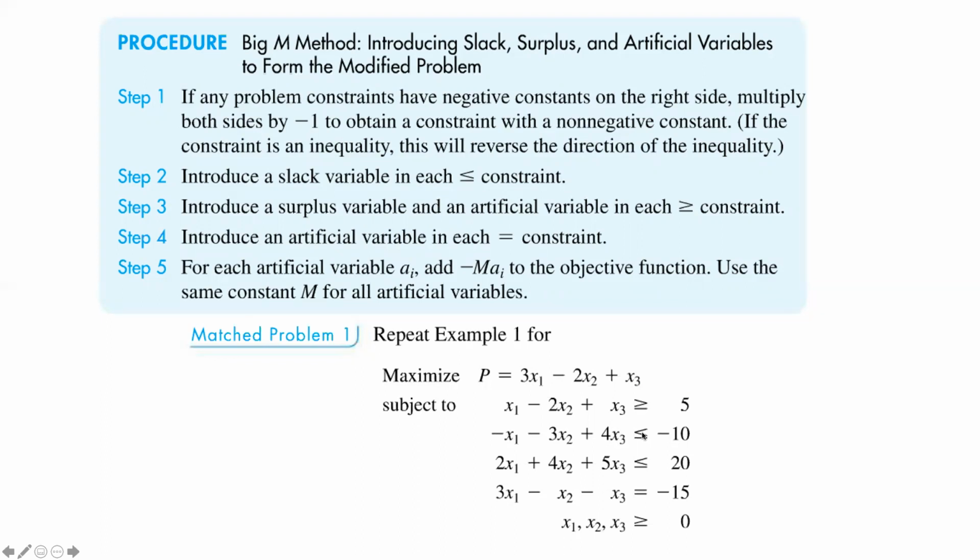And now it's greater than, which means we'll have to have a surplus variable and an artificial variable for it as well. In this case, what we can do with this equality is we can move the numbers to the other side or multiply by -1 on both sides. Either way will work. And then we're going to introduce the slack variables first, and we'll introduce the surplus variables and the artificial variables in each constraint. We'll introduce artificial variables in each equal constraint. And then for each artificial variable a sub i, add M a sub i to the objective function.